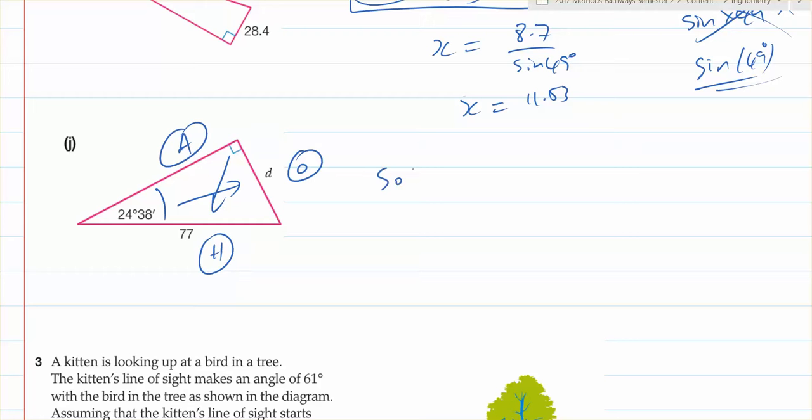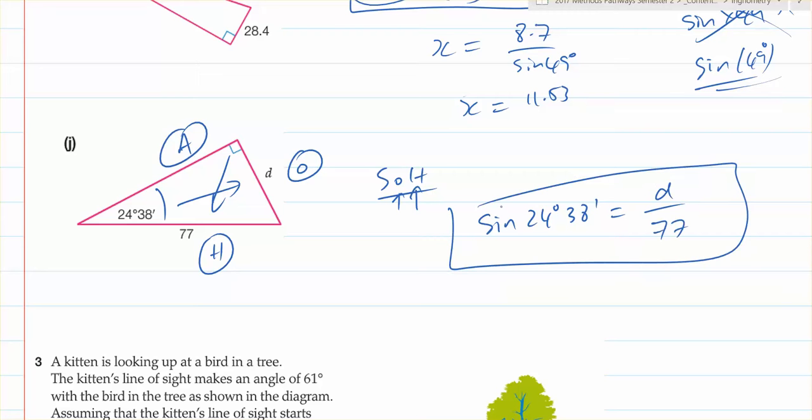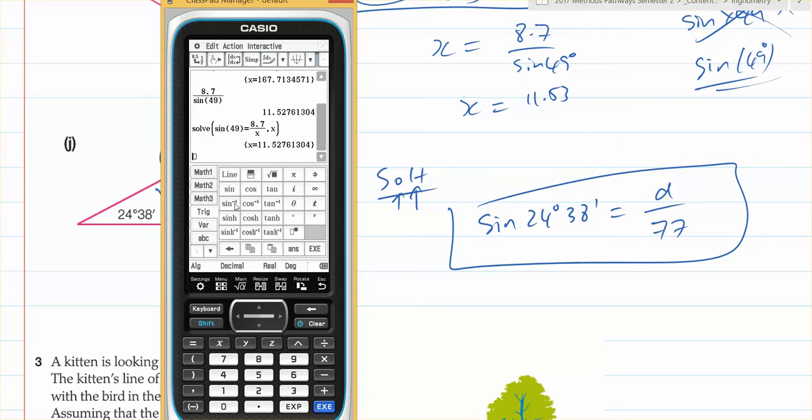Again, we've got a sine scenario, so SOH, because we're given the opposite and the hypotenuse. So sine of 24 degrees 38 minutes equals opposite over hypotenuse. Opposite side D, the hypotenuse side is 77. So we formed an equation. Now we just solve the equation, okay?